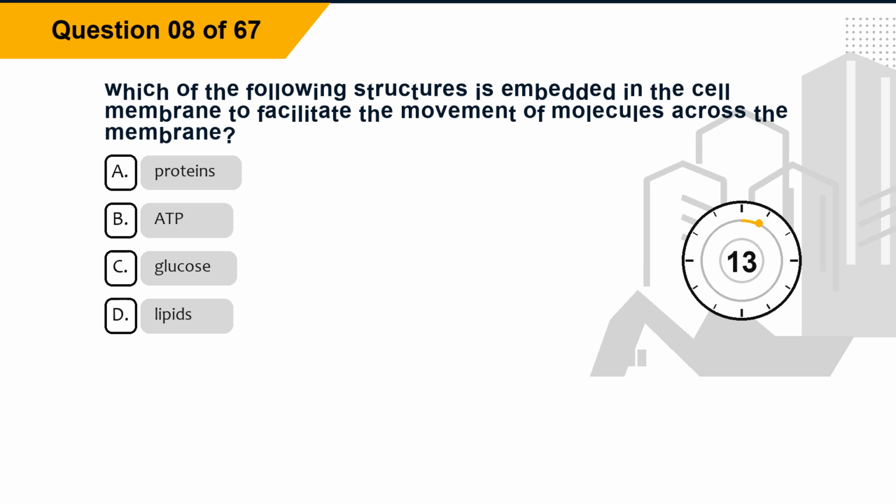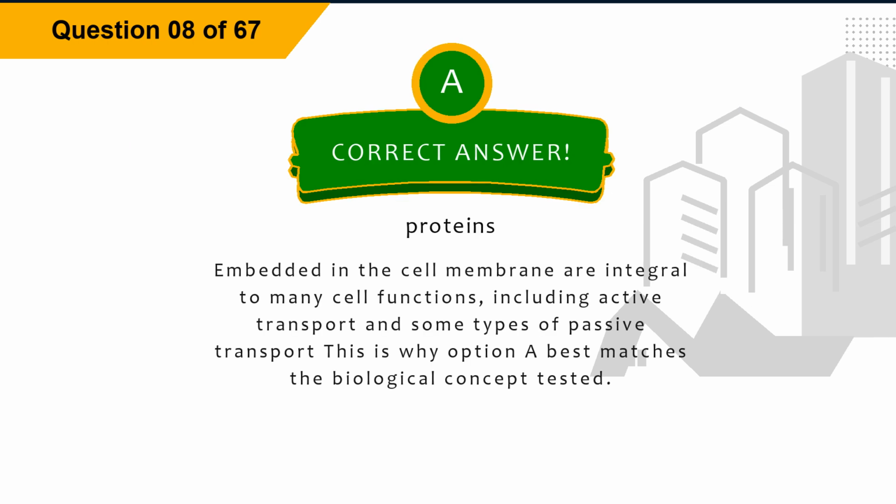Question 8. Which of the following structures is embedded in the cell membrane to facilitate the movement of molecules across the membrane? Option A, proteins. Option B, ATP. Option C, glucose. Option D, lipids. The correct answer is option A, proteins.